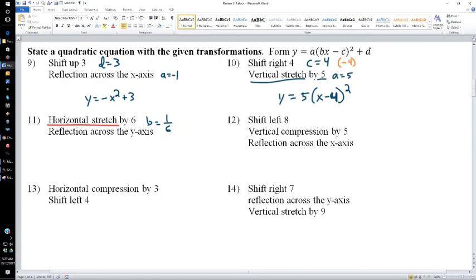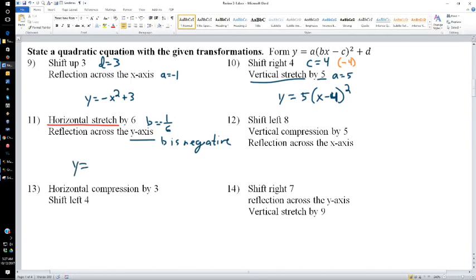Okay? And then reflection across the y-axis. To go across the y-axis, that means your B is also negative. B is negative. So it's just that B is a negative 1/6. That's what we're going to need.